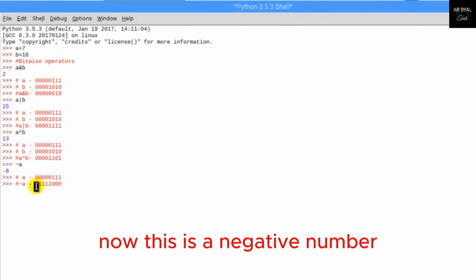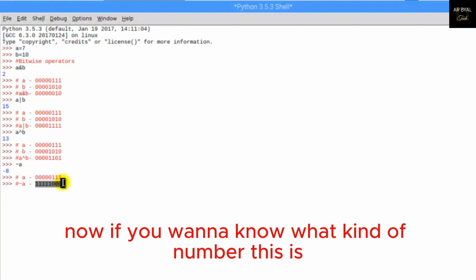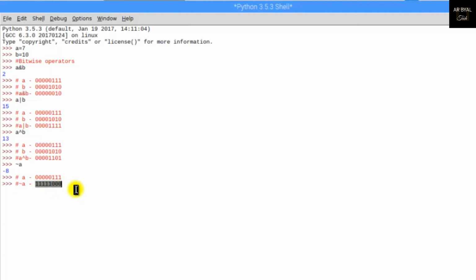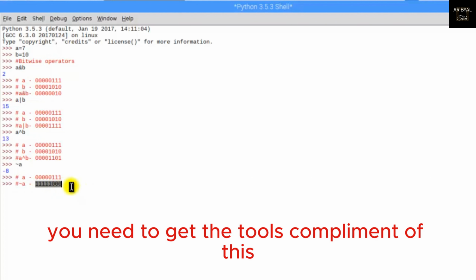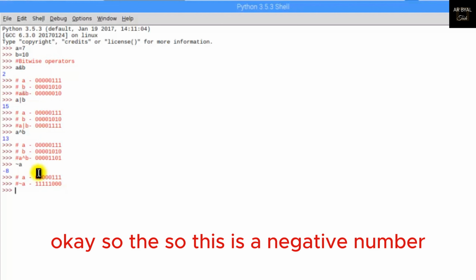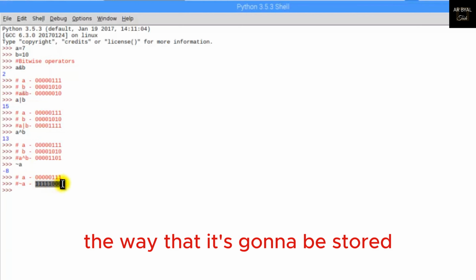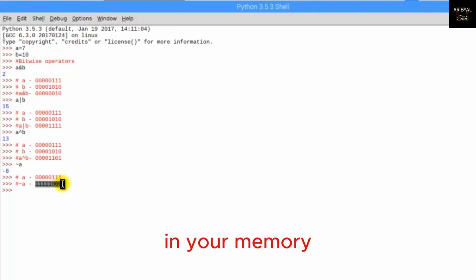Now this is a negative number, which is stored in this particular fashion. If you want to know what kind of number this is, you need to get the 2's complement of this. Not of A is going to be this, and this is exactly the way that it's going to be stored in your memory.